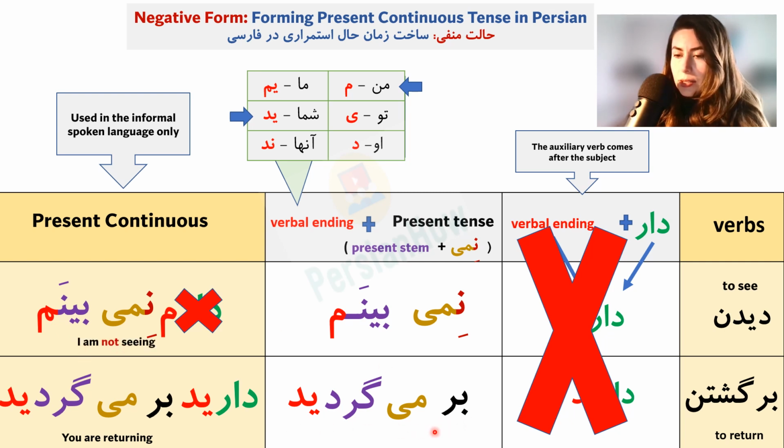And the same with the second verb, برمیگردید, می changes to نمی. So دارید برمیگردید, we get rid of دارید, and then می changes to نمی. So بر نمیگردید, you are not returning.